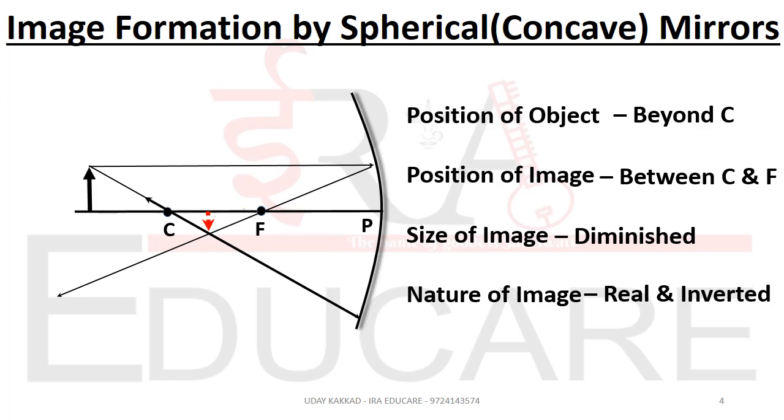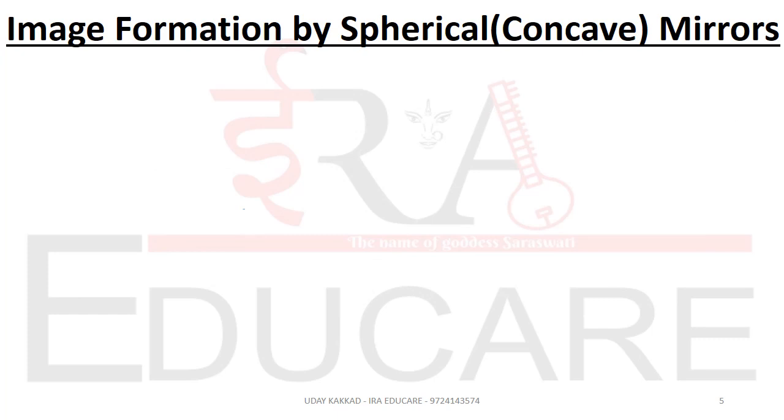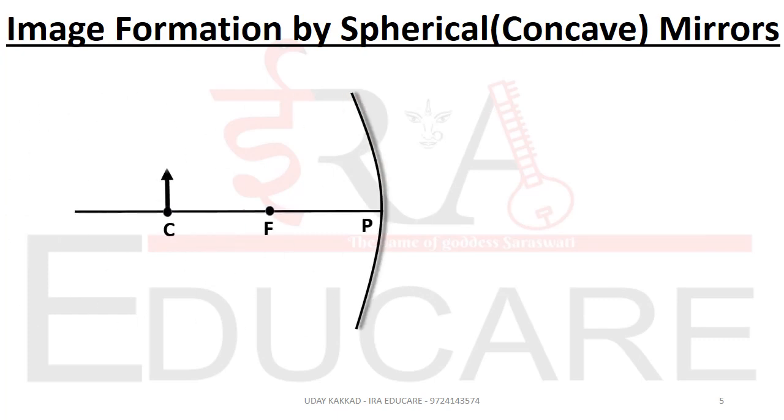Now next, the position is at C. So this is the image at C. Let's take a parallel line passing through the focus. One line is passing through the center, right? But if this is the center, then it never gets reflected, right? So that's why one ray is passing through the focus.